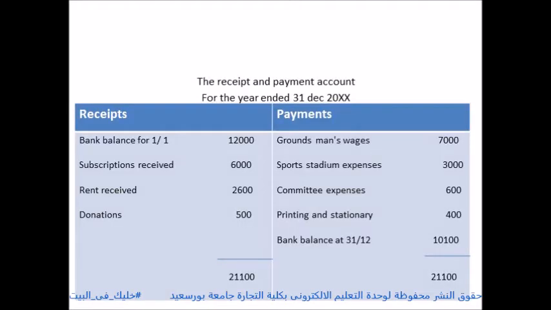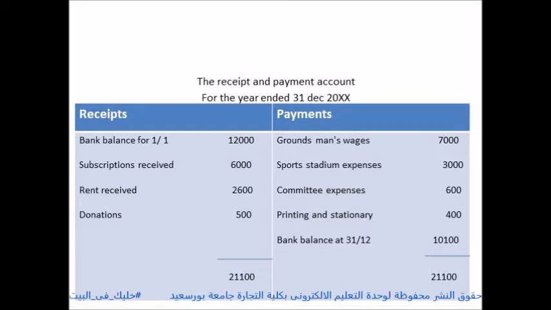The receipts and payments account for the year ended 31 December. The receipts and payments account as shown is a T account, on which the receipts are recorded on the debit side and the payments are recorded on the credit side. In the receipts and payments account, we record only the cash transactions.